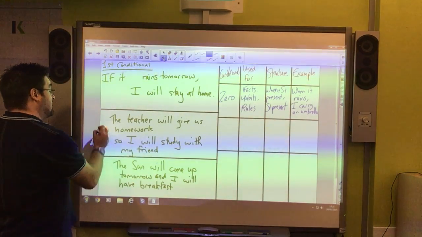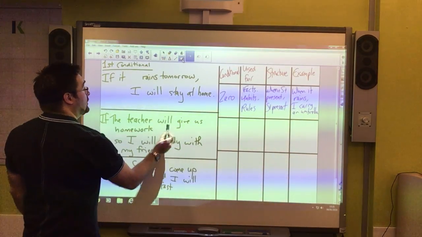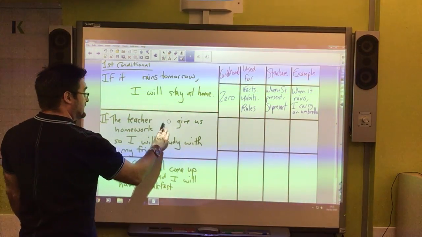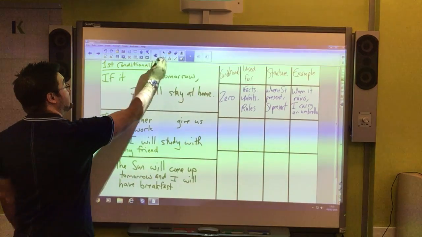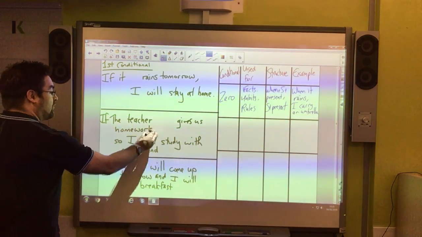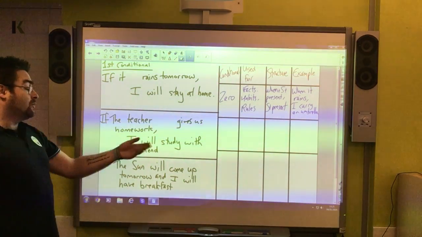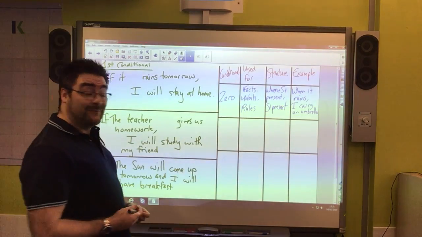Let's do the same thing again. So add the word if, remove the word will, and we also need to put the S here. So if the teacher gives us homework, remove the so, I will study with my friend.